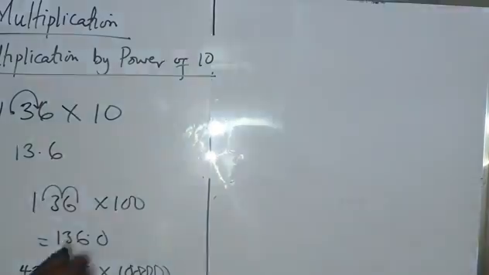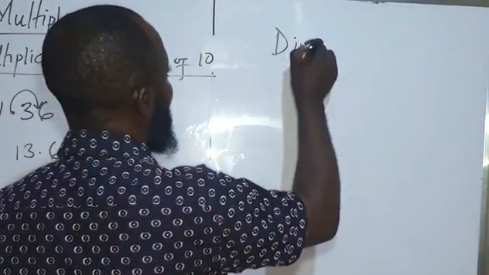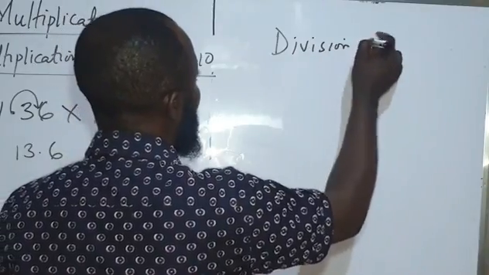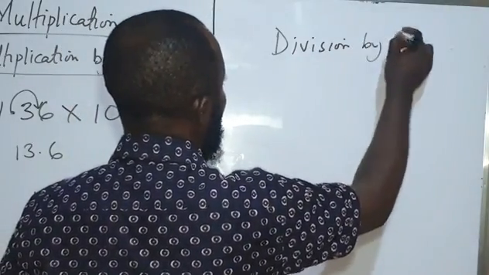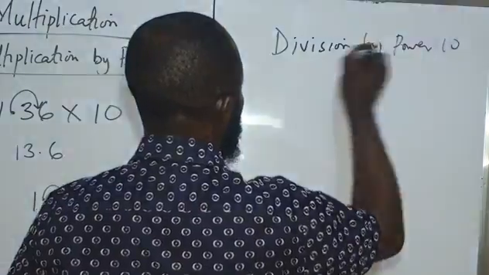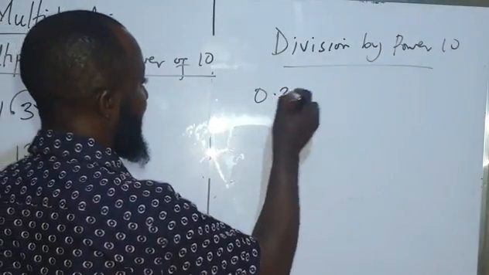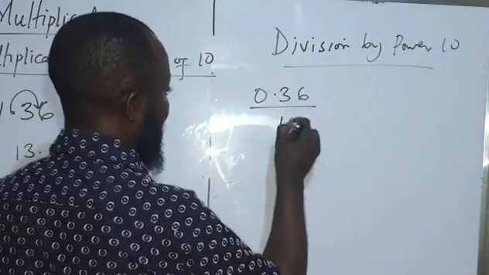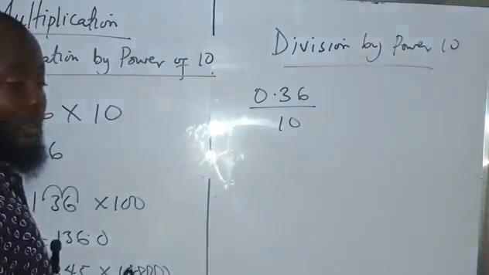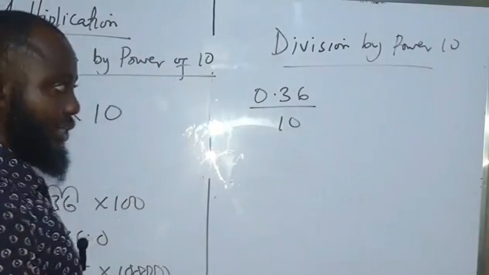So that is how to multiply by power of 10. But if it is division by power of 10, let me quickly look at that. You want to divide a decimal by power of 10. For example, you have 0.36 divided by 10. So what are you going to do here?